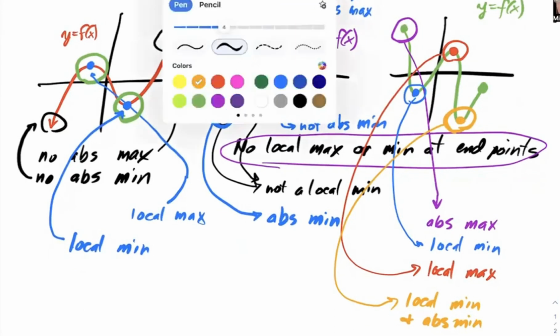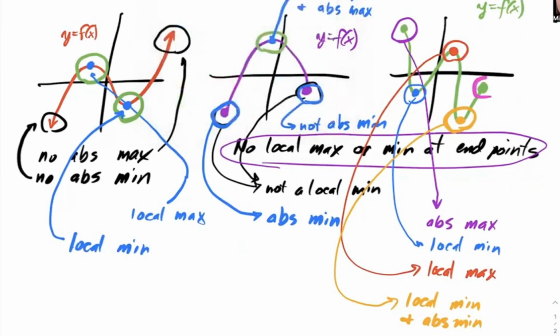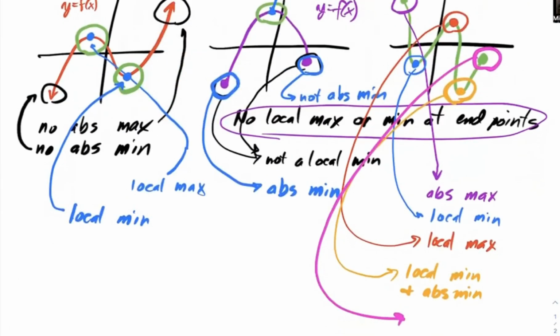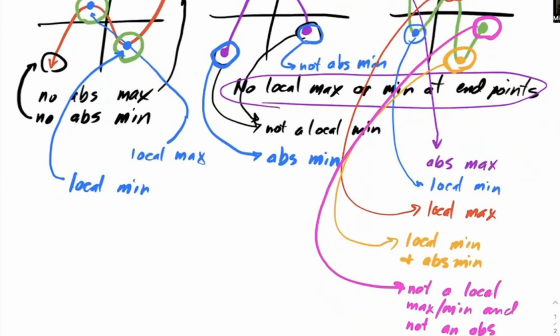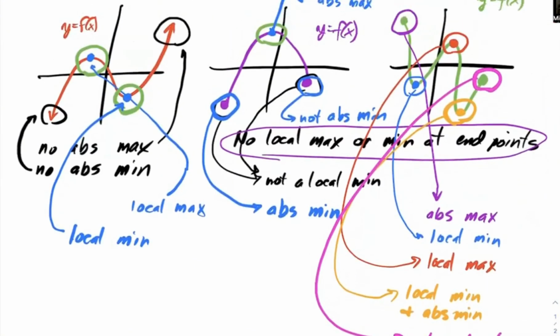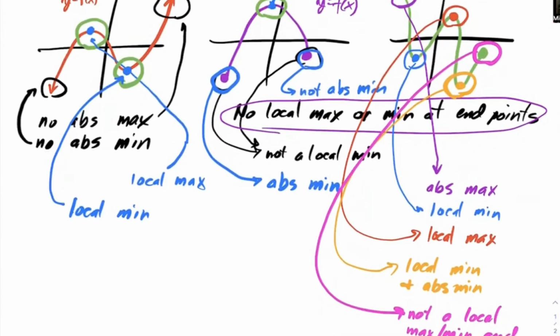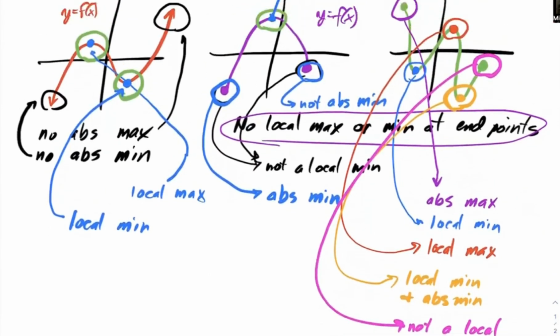And finally, if we look at this point over here, what do we know about it? Nothing. So this is not a local max and not an absolute max or min. It's not absolute because there are green points that are above it and below it. So it's not an absolute max or min. And it's not a local max or min because it's at an endpoint.